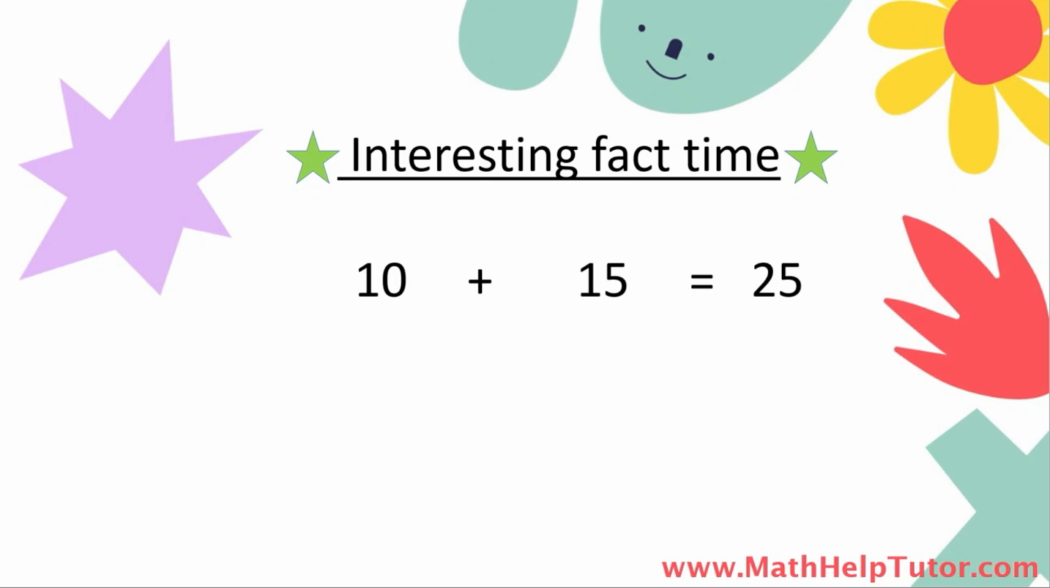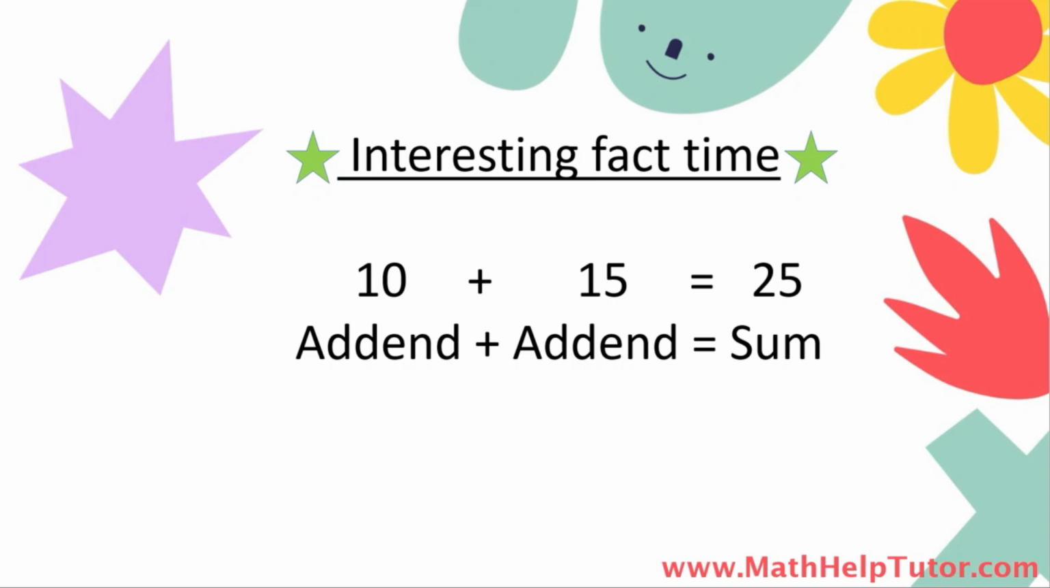If we have an equation like 10 plus 15 is equal to 25, then the numbers we are adding are called addends, and the result of the addition is called the sum. So 10 and 15 are called addends, and 25 is called the sum.